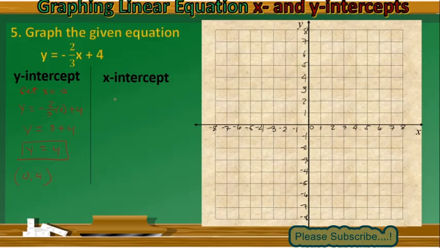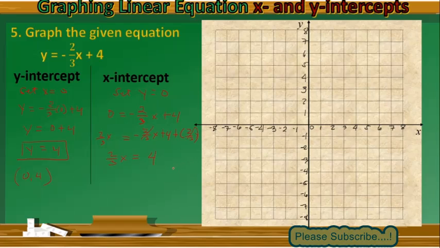Okay, for the x-intercept, we will set y to 0. Using the same equation, this will become 0 equals negative 2/3 x plus 4. Applying the addition property of equality, this will become negative 2/3 x plus 4 plus the opposite of this, which is positive 2/3 x. By simplification, we have 2/3 x equals, this will be cancelled out, 4.